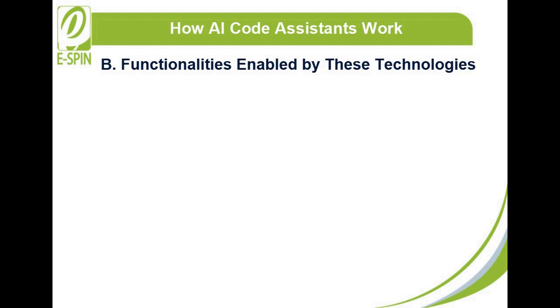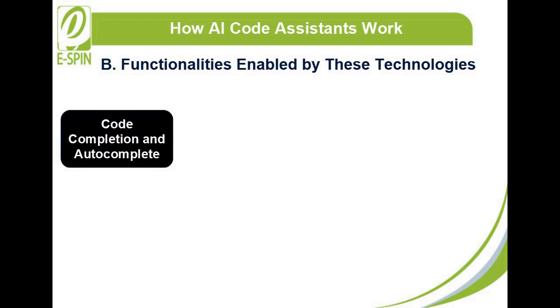Functionalities enabled by these technologies. These technologies enable AI code assistants to offer functionalities like code completion, error detection, code generation, refactoring, and contextual documentation, enhancing the overall coding process.